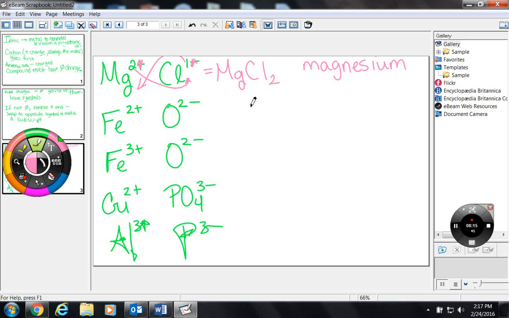I name the second, which is, since it's an element, chlorine. I take out the E, and I put on I. You only put prefixes if it's covalent.